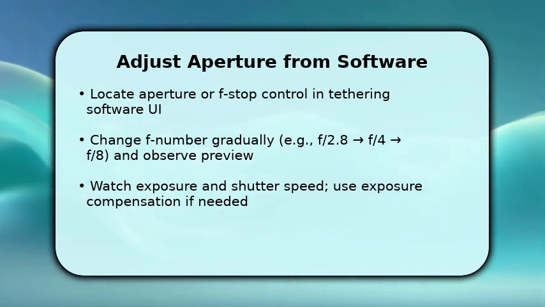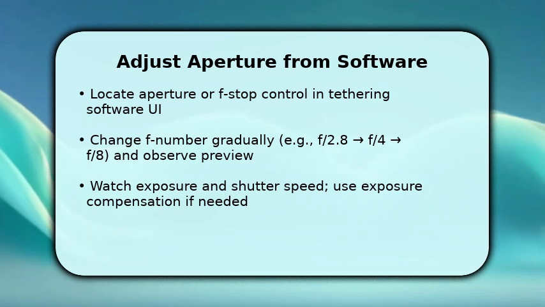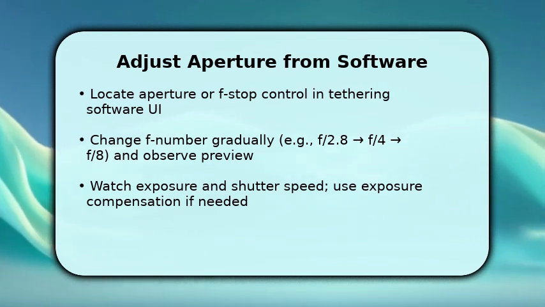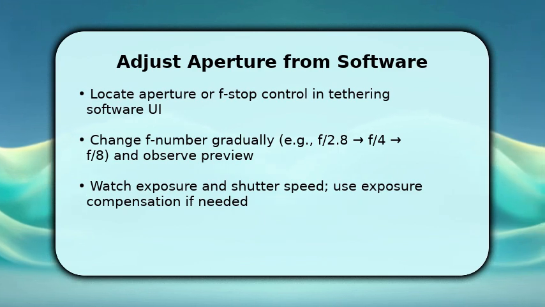Because aperture affects exposure, make sure the software or camera adjusts shutter speed or ISO accordingly. If not, manually tweak exposure settings. This practice helps you learn how aperture balances with other settings to produce the image you want.